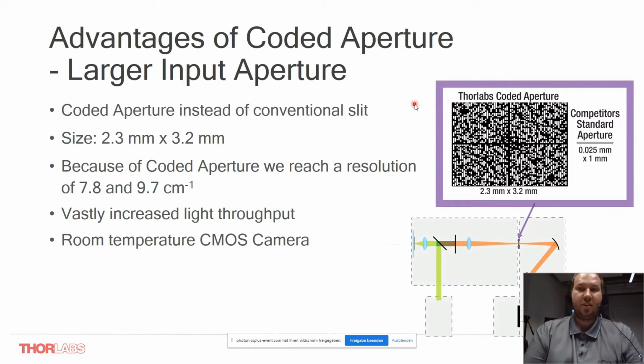And usually such a large aperture would cost you a lot of spectral resolution. We make up for that by using this mask inside the aperture. So the pattern here is not random, it's actually a Hadamard mask. And we can use that to deconvolute the images from our sensor to reconstruct a spectrum with a high spectral resolution between 7.8 and 9.7 centimeters to the -1, despite this large aperture. And what we gain by doing that is a lot of light in our spectrograph. This allows us, for example, to use more cost-effective components like a room temperature CMOS camera instead of a cooled CCD sensor.